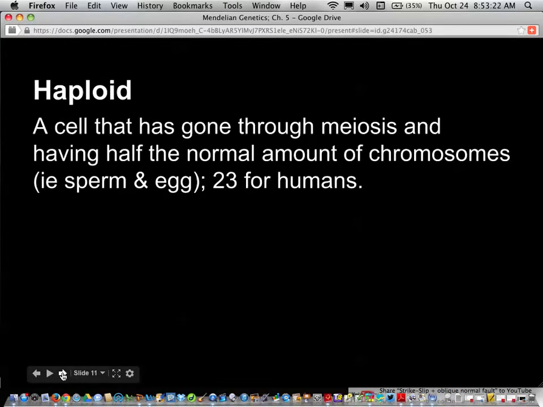Haploid. Don't write this down. Haploid. A cell that has gone through meiosis, that's meiosis, not mitosis, and having half the normal amount of chromosomes. So, for example, sperm and egg. For humans, it's 23 chromosomes. The haploid condition for humans is 23.